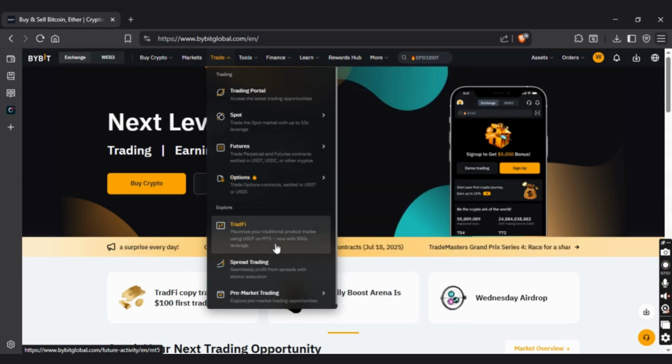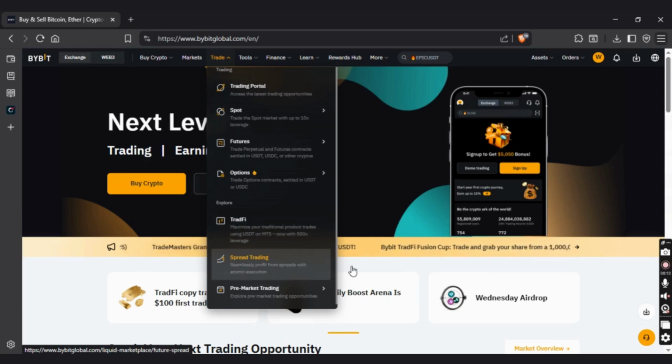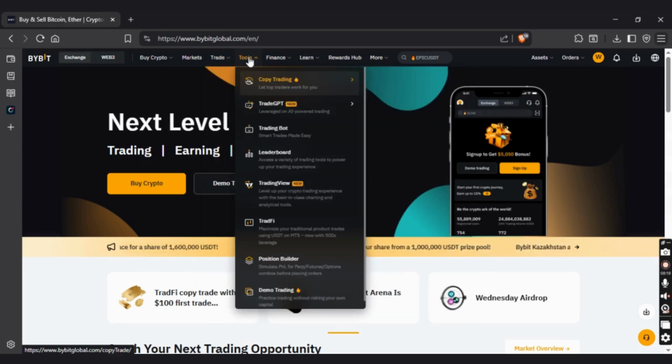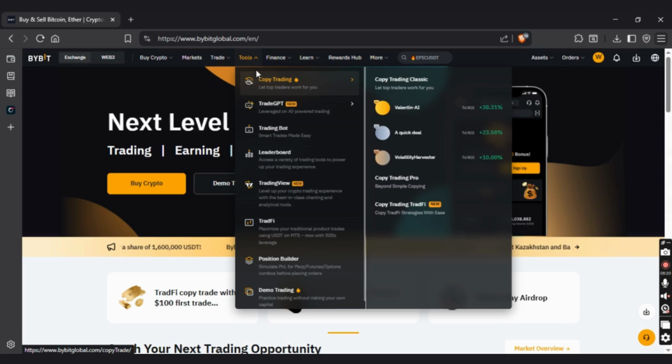All right, so we have TradeFi here. Bybit now allows you to trade foreign stocks, especially American stocks, because they are bridging TradeFi into Web3. So you can sign up here to link your Bybit to your MT5. And there's spread trading and pre-market trading for projects that are yet to launch and are still open for speculators. Over here we have the copy trading.